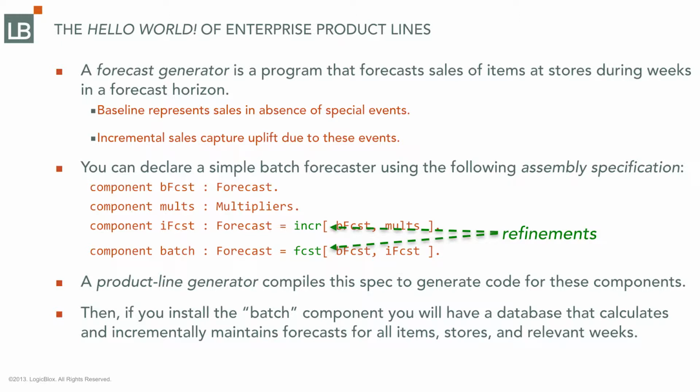So for example, we have here a refinement called Incr for incremental forecaster, and Incr is parameterized by two different kinds of arguments. One is a forecast, some component that implements a forecast interface. The other is some component that implements the multipliers interface. And when I apply this refinement to components of those suitable types, then I'll actually generate a new component that implements the forecast interface. Likewise, the FCST refinement is parameterized by two components that implement the forecast interface, and it generates a new component that implements the forecast interface.